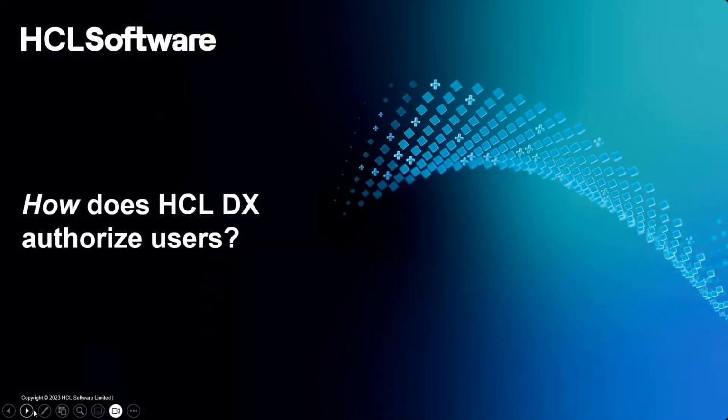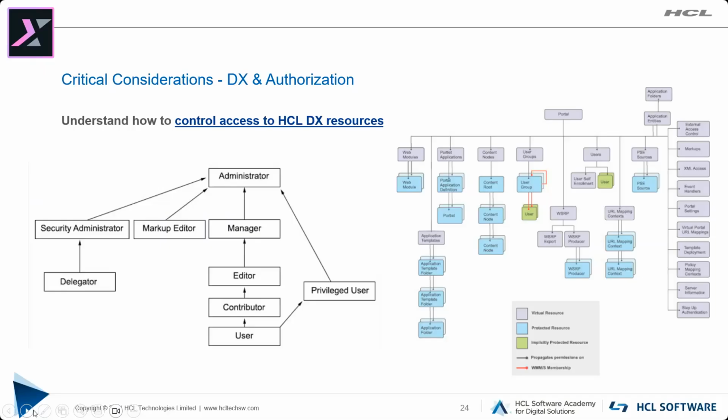Okay, next step, how does digital experience authorize users? If you're not familiar with this, these graphics are very powerful. They explain essentially how roles combine and how role assignments propagate across resources controlled by digital experience. So I don't know if you can see my pointer, but you have content nodes here. Those are all your pages, your labels, your URLs that are defined all under here.